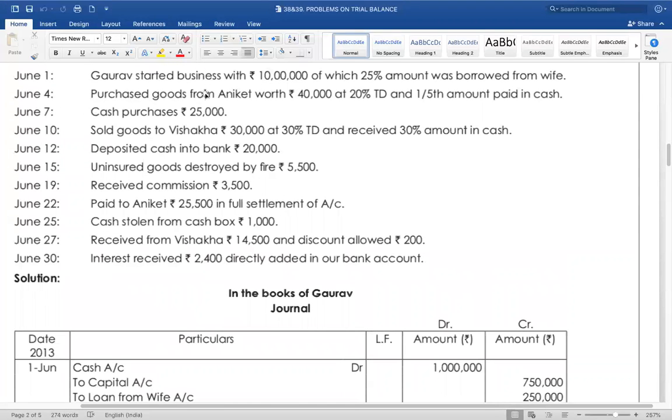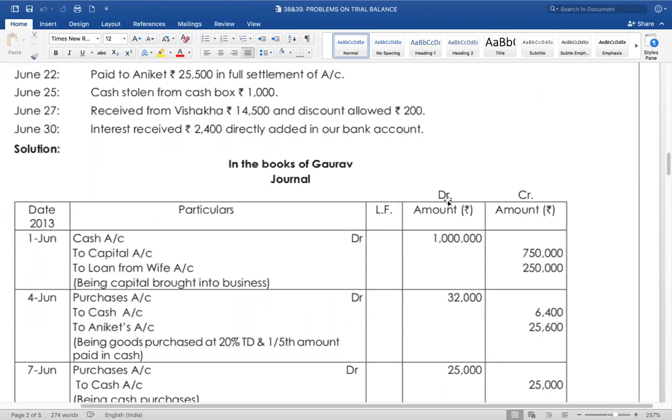Next, purchase goods from Aniket worth 40,000 at 20% tax deducted, and 1/5 of the amount is paid in cash. 1/5 of 40,000, how much? Come on, what is 1/5 of 40,000? 8,000, sir. 8,000 is deducted from 40,000 so that it became 32,000.